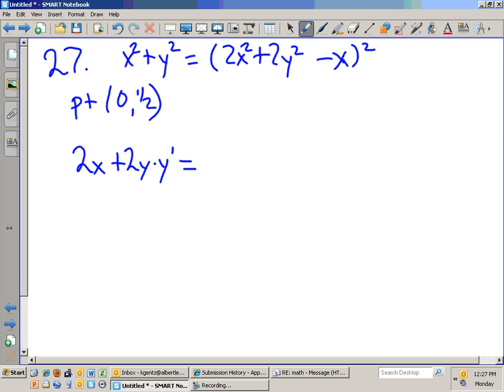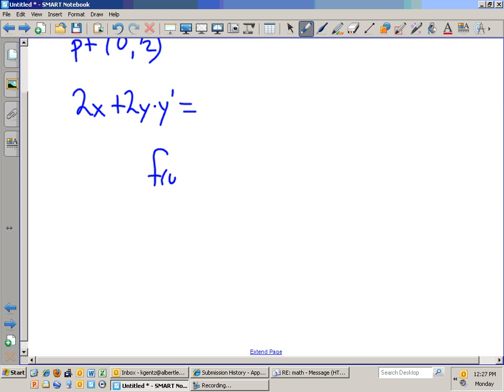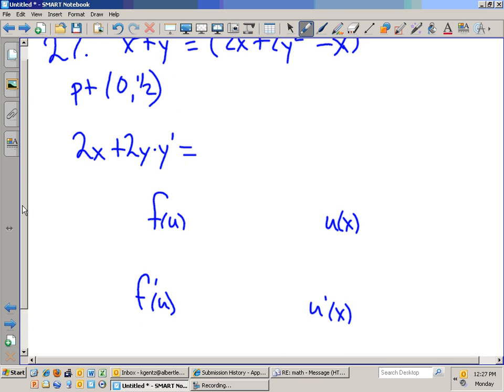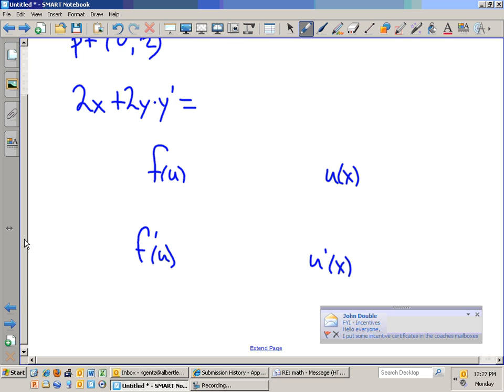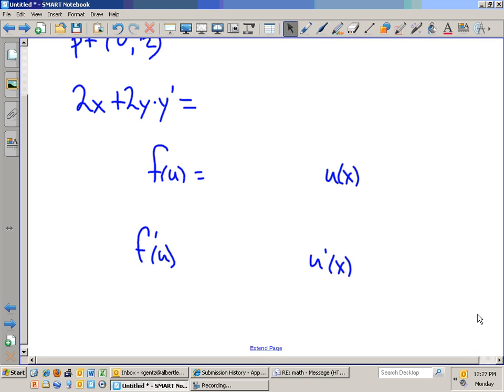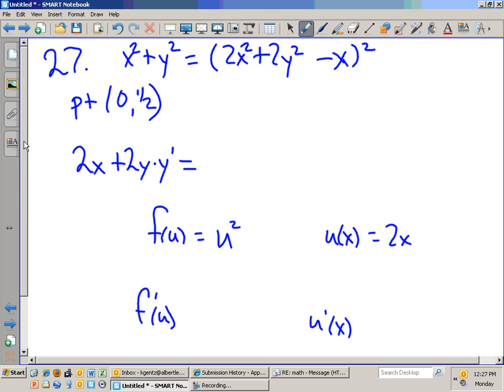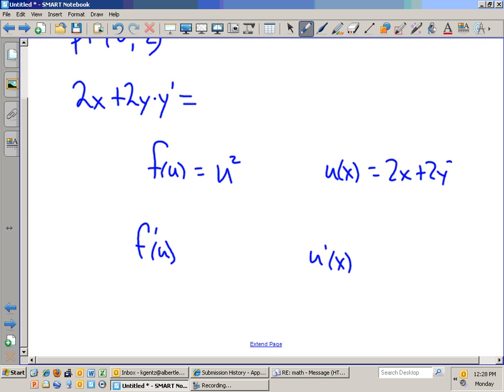Equals. Now, something should click in your mind right now. You should think chain rule. So I set it up. I will say f of u, u of x, f prime of u, u prime of x. And note that this is notation that is technically not correct because this is not a function, but we're just using it because we're used to it. So what goes here? u squared. So I have something being squared. What is that something being squared? 2x plus 2y squared minus x.